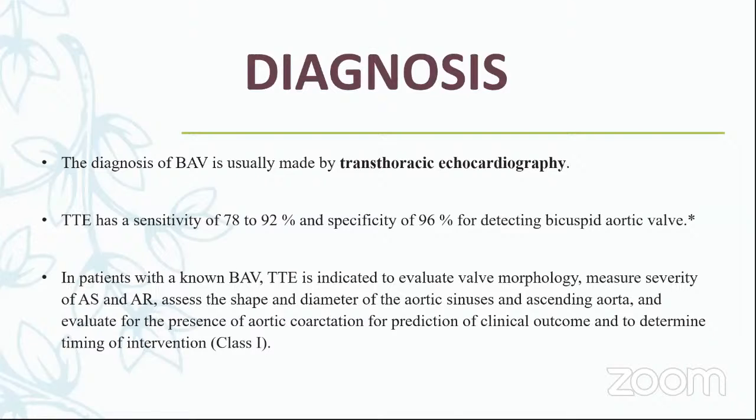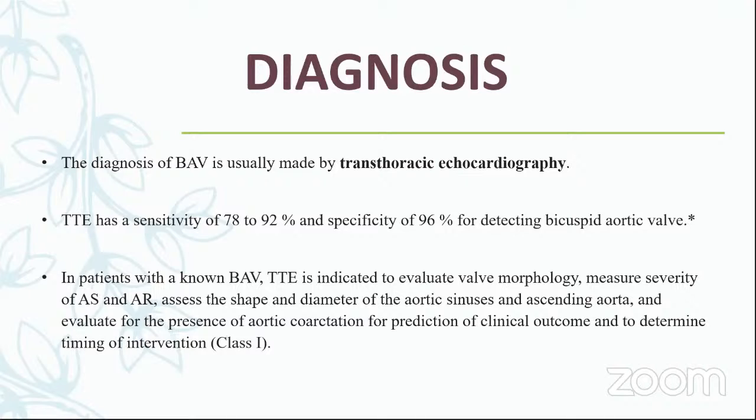bicuspid aortic valve? It is by transthoracic echo, which has a sensitivity up to 92% and specificity up to 96% for detecting bicuspid aortic valve. However, the accuracy depends on the image quality, valve calcification, the presence of aneurysmal disease, and the experience of the interpreter.